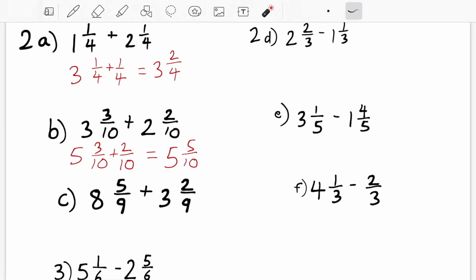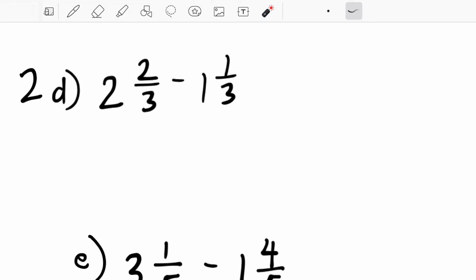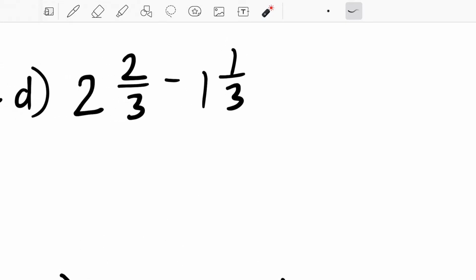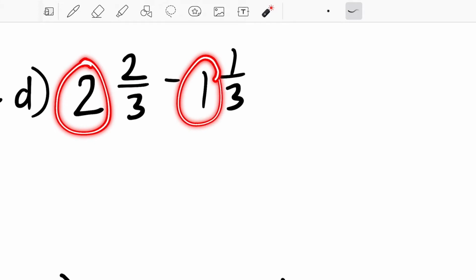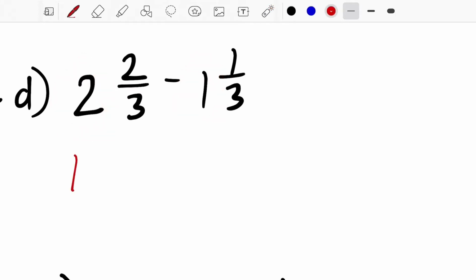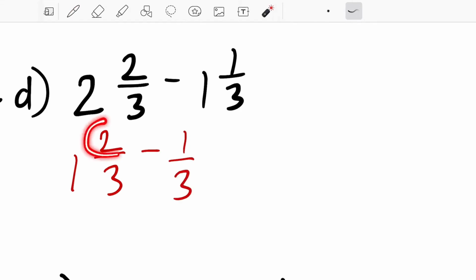Let's look at subtraction. 2 and 2/3 minus 1 and 1/3. We can work with the whole numbers first. 2 minus 1 is 1, and 2/3 take away 1/3. So 2 take away 1 is 1. So that's 1 whole and 1/3.